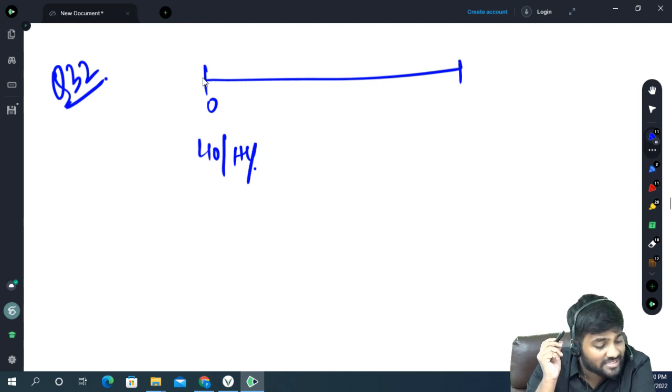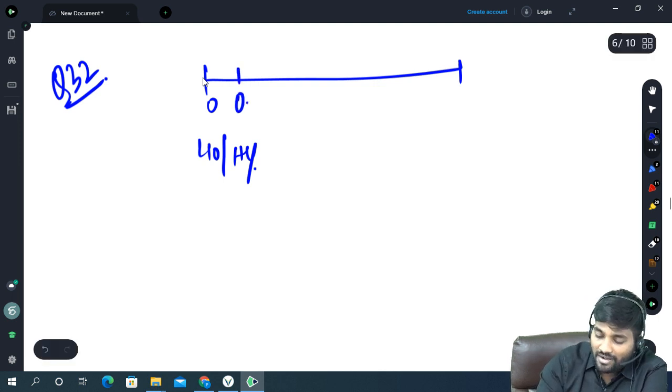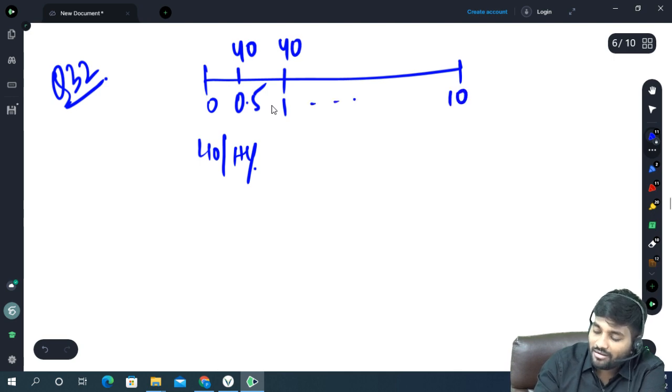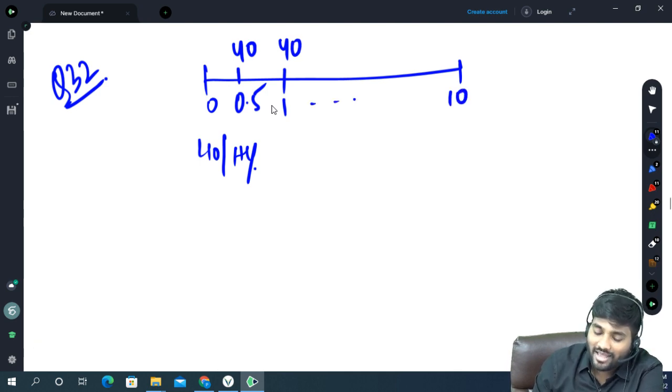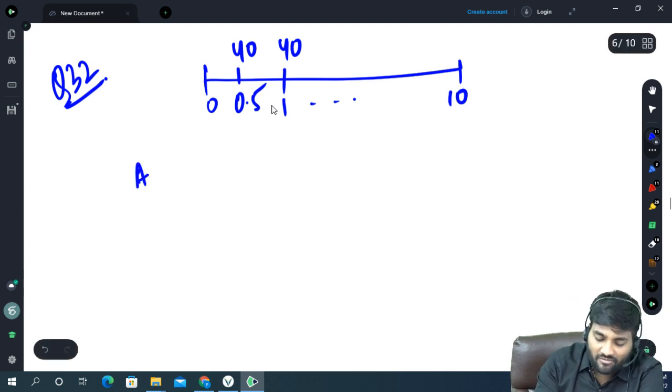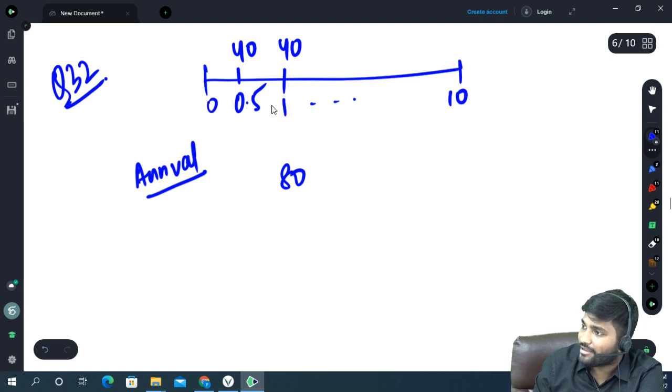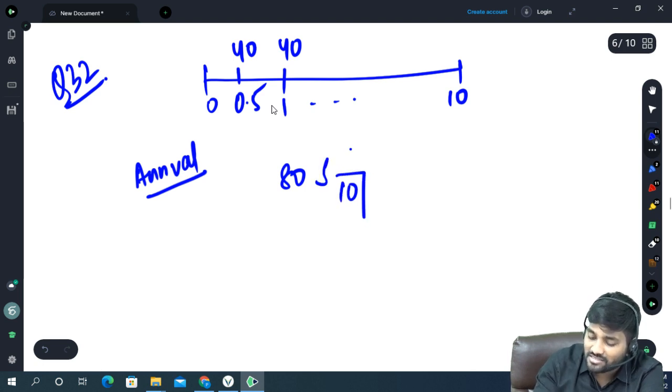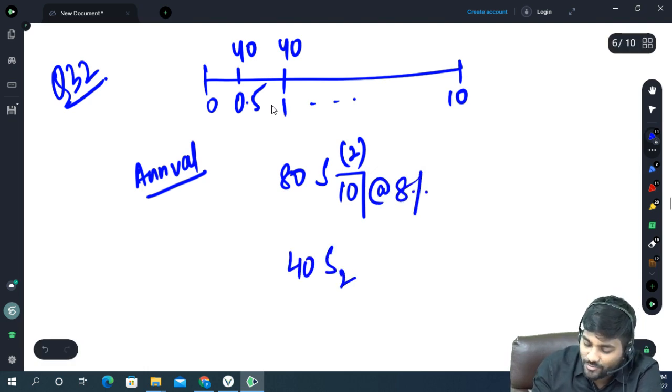After 10 years. So basically, they are just going on paying per half year 40. Per half year 40 for 10 years in arrears. And they are asking you to calculate the accumulated value. Very simple. Now I am going to make two equations. One, when we are working in annual. So when we work in annual, it will be 80 per annum s-angle 10 years. Every year there are two payments at the rate 8%. Next equation, 40 s-angle 20.